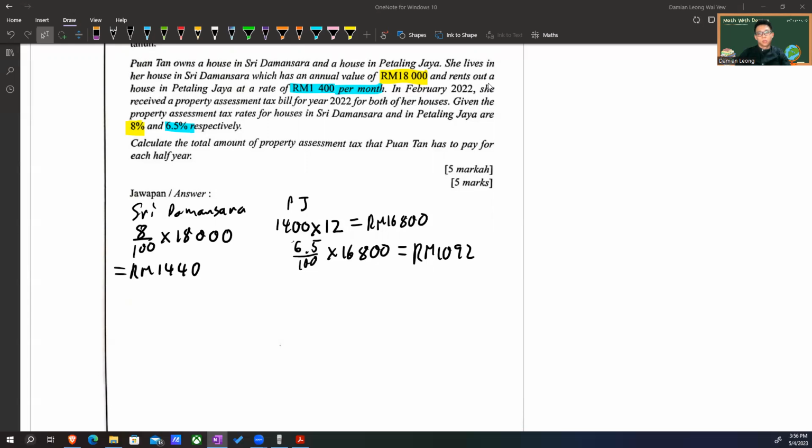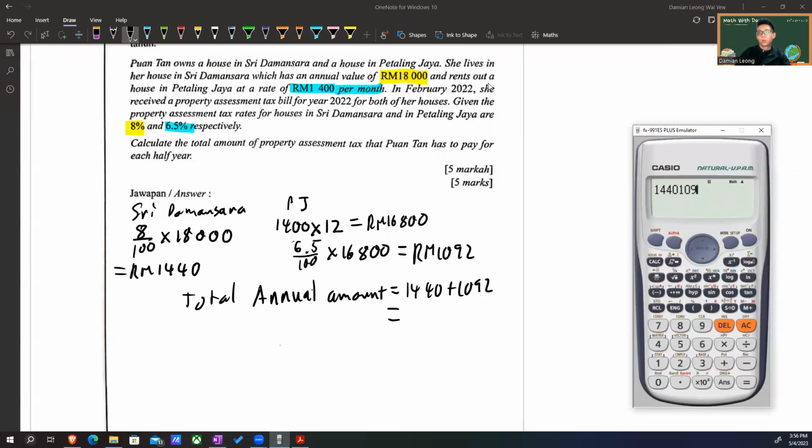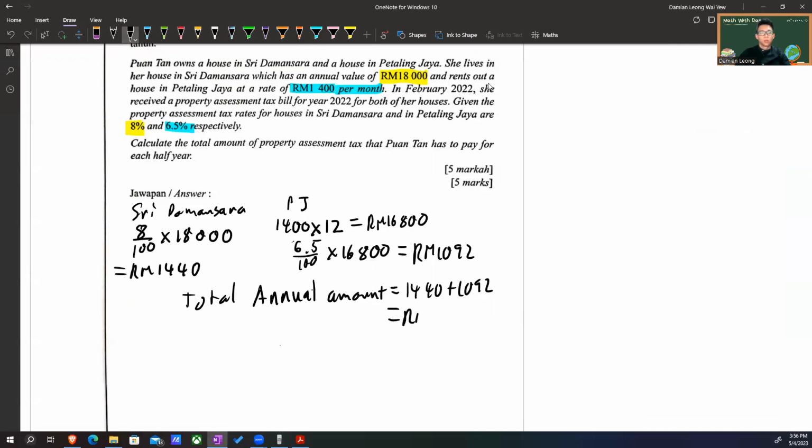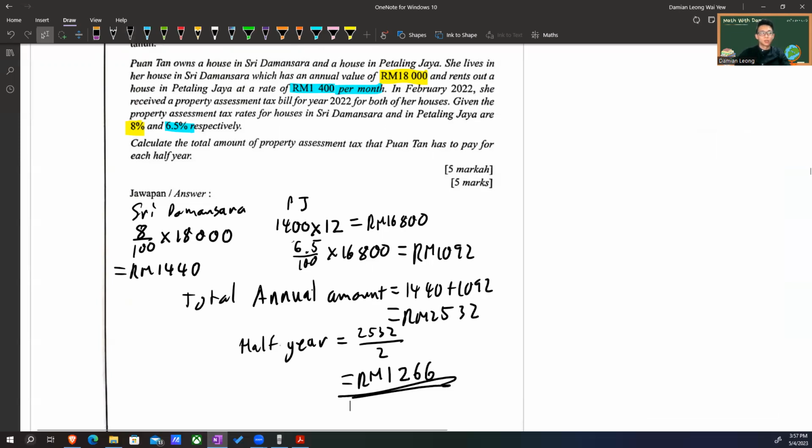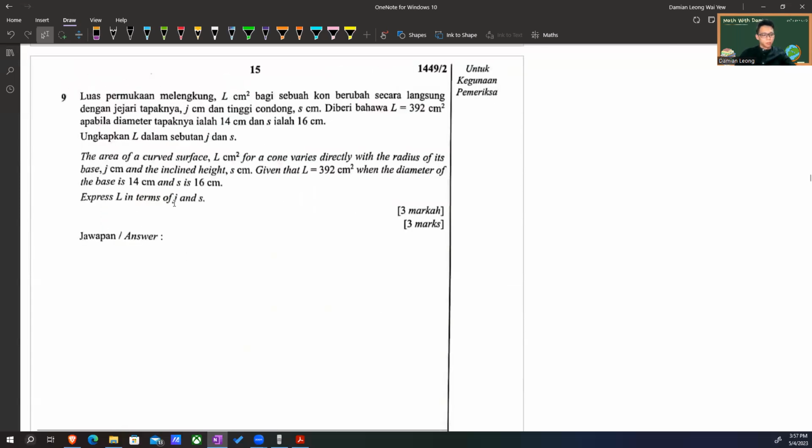Then we have to see the total annual amount, 1,440 plus 1,092, is 2,532. That's the full year. Then we count the half year. Means I divide by 2. Because they want half a year, so split into half. So it's 1,266. 1,266 ringgit. That's it. Okay.